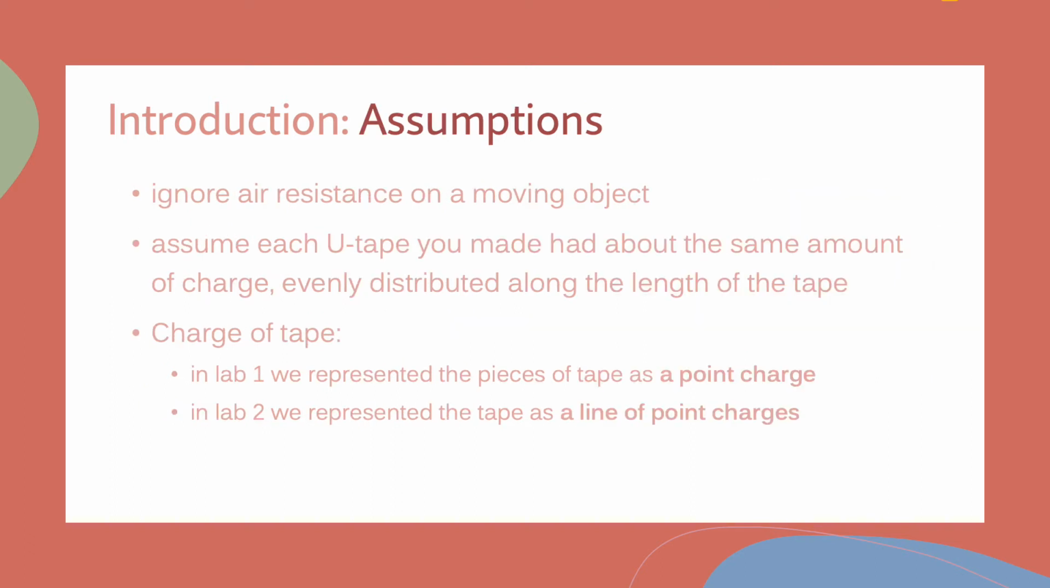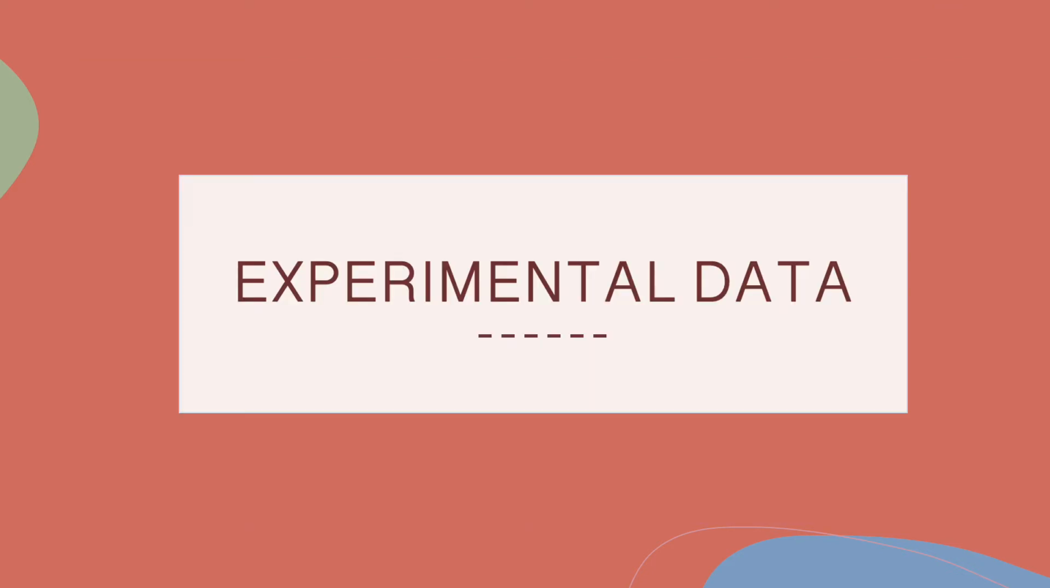In order to carry out calculations later in this lab, we had to make a few assumptions. First, we needed to ignore air resistance on a moving object. Next, we needed to assume that both pieces of U-tape had the same evenly distributed charge. Finally, in Lab 1 calculations, we represented the piece of tape as a point charge in the center of the tape, but in this lab, the tape is represented as a line of point charges spanning the length of the tape. Now on to the experiment.